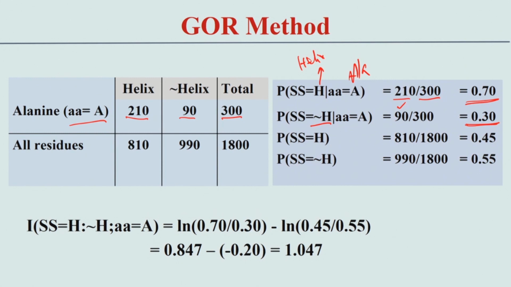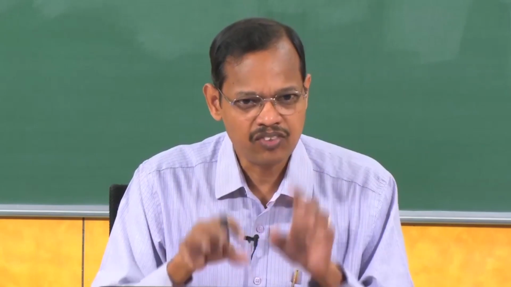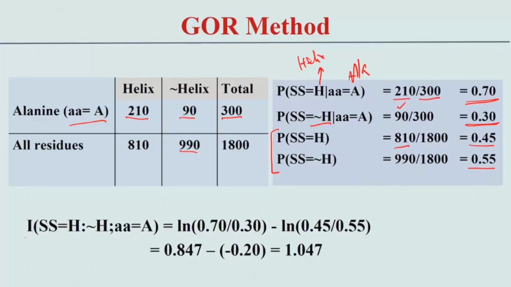Now, this is for a particular residue. Then go with the full proteins, all the residues. If you take the secondary structure helix, how many residues are in helix? 810. Normalize with the total residues 1800, and this will be 0.45. Now, how many residues are not in helix? 990 divided by 1800, this is 0.55. We use this information to get the probability of alanine to be in alpha helix. This is called the information content.